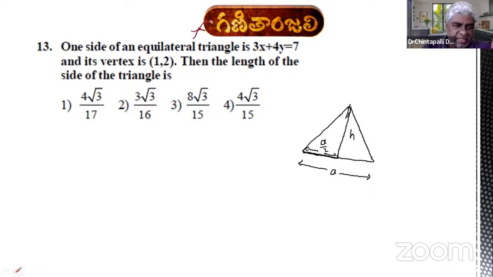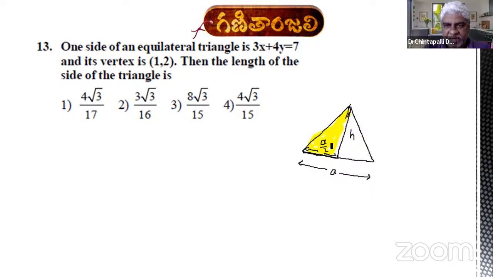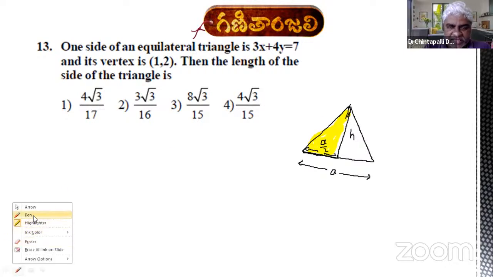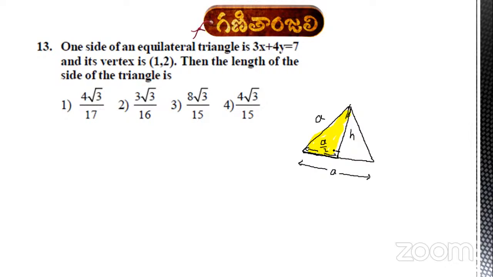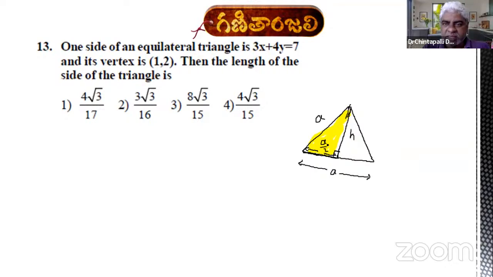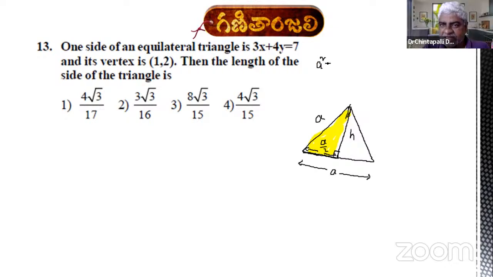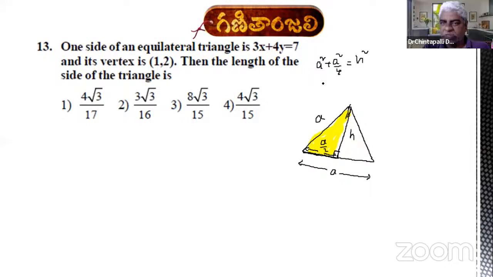Now we get a right angle triangle. The three sides of the right angle triangle are H, A by 2, and A. We can use the Pythagoras theorem for this right angle triangle: side square plus side square is equal to hypotenuse square.